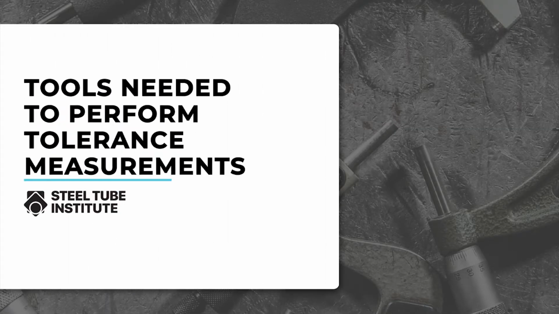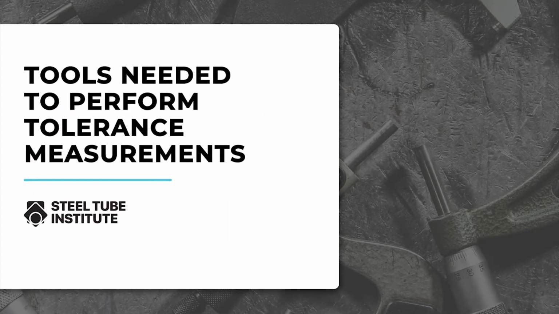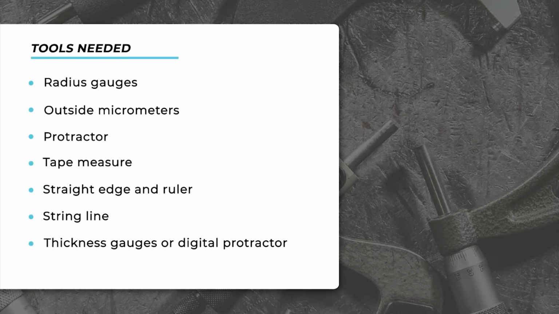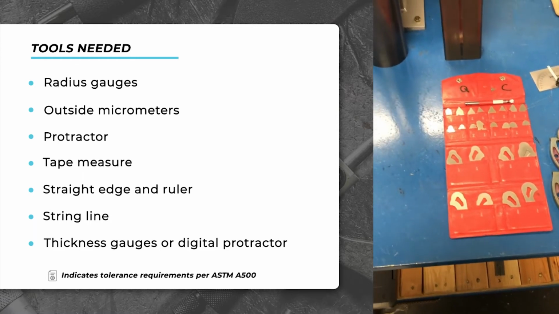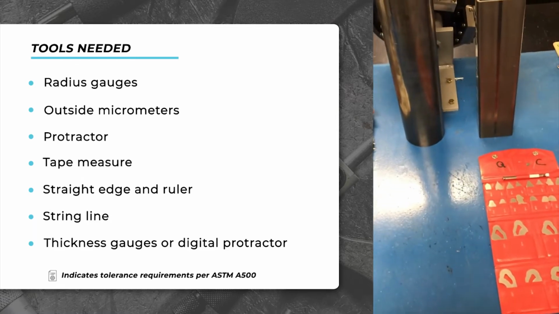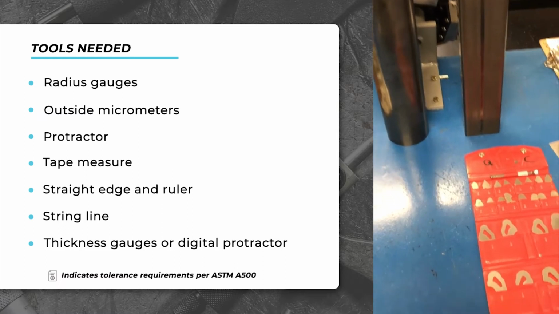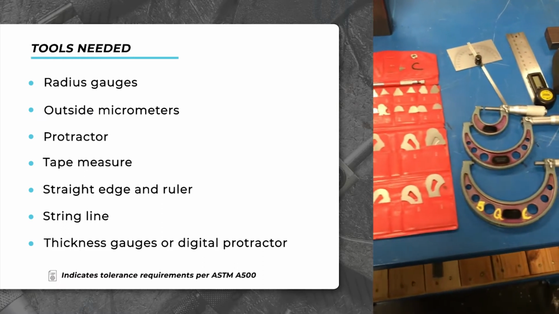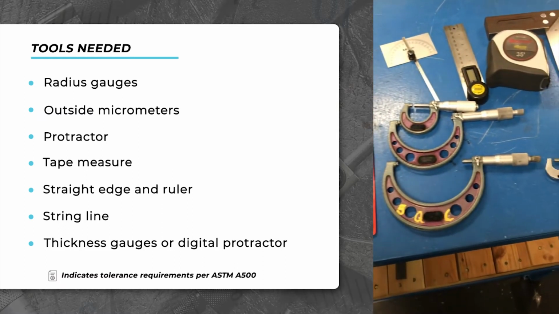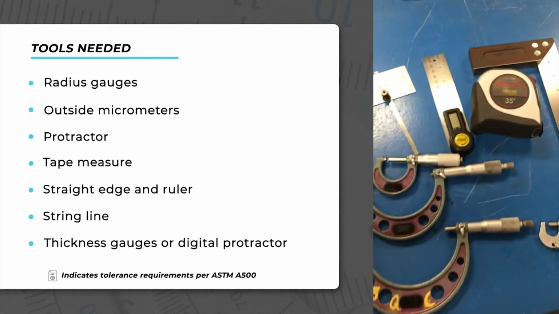We will start by summarizing the tools needed to perform HSS tolerance measurements. In this video, you will see the measurement tools listed on the left and the video showing a sample of these tools displayed to the right. We see radius gauges, micrometers of different sizes, protractors, tape measure, straight edge and ruler, among other tools as listed on the left.